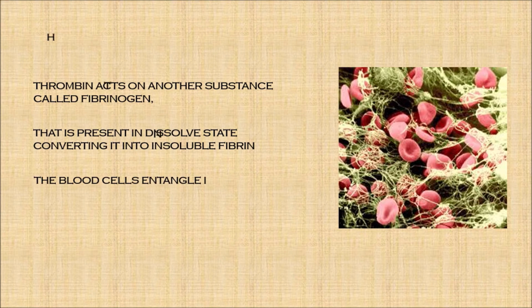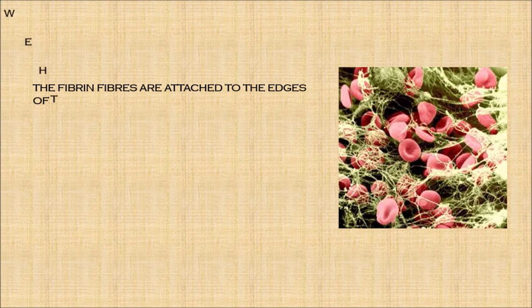The blood cells entangle in the fibrin fibers, forming the clot. So finally what happens? The blood cells which are entangled in the fibrin fibers form the clot. The fibrin fibers are attached to the edges of the wound and pull them together. So the fibrin fibers attached at the edges of the wound pull them together.